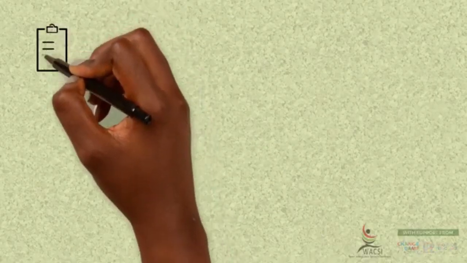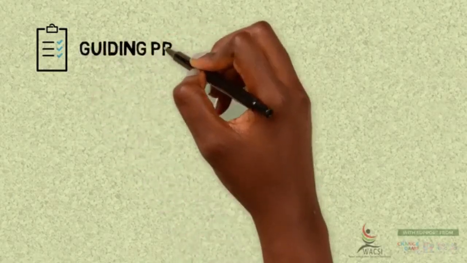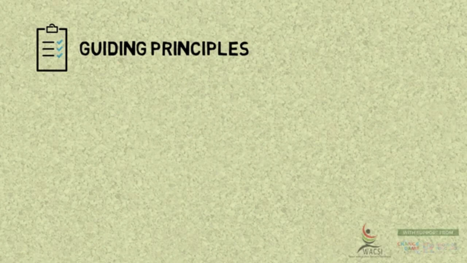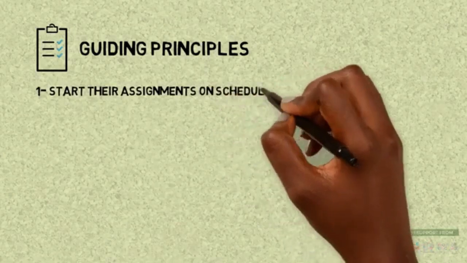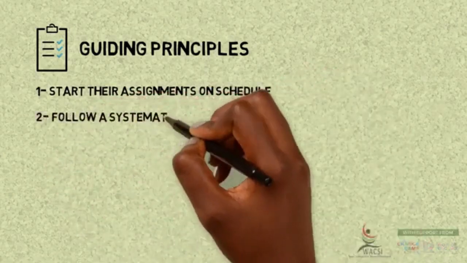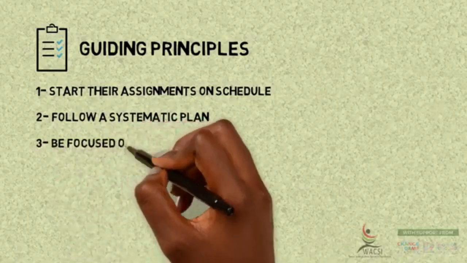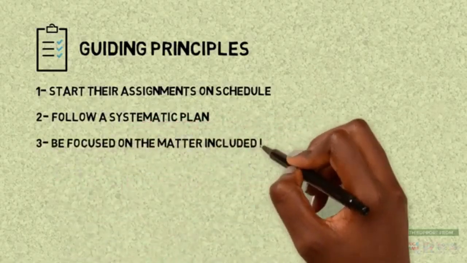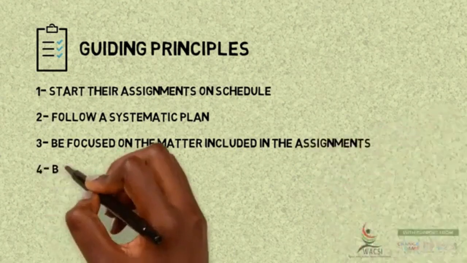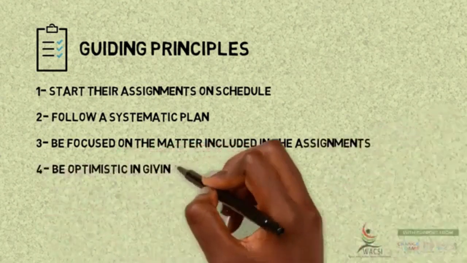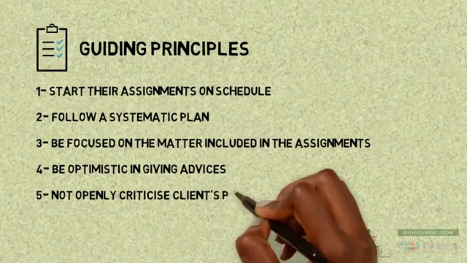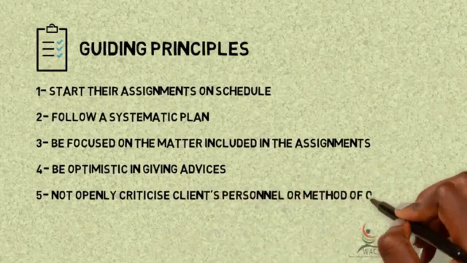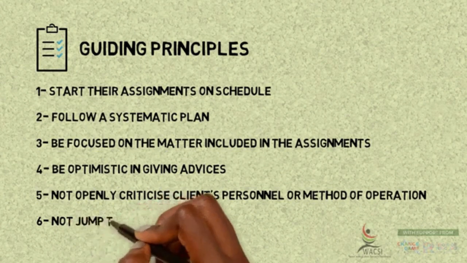Some guiding principles to consider in operating a consultancy service include: 1. Start all your assignments on schedule. Time is money. Your time and the client's time are of essence. Make sure you start your assignments on schedule. Secondly, follow a systematic plan that has been agreed by your organization and the third party. Thirdly, be focused on the subject matter included in the assignments.